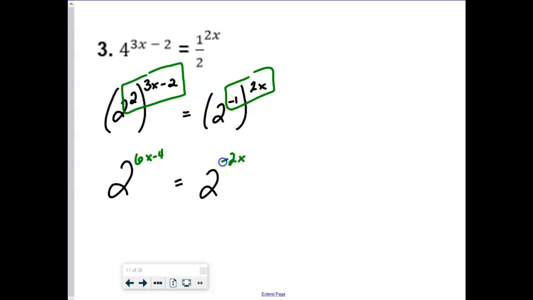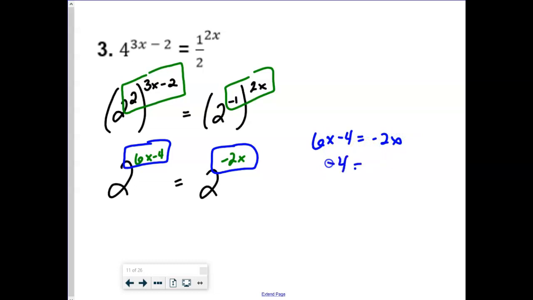In order for these to be the same, that means their exponents have to be the same. So 6x minus 4 has to be the same thing as negative 2x. All right, let's solve. I'm going to subtract 6x over. So next step would be dividing by negative 8. Got to be careful with a little dyslexic over here. All right, so we got x equals 1/2.